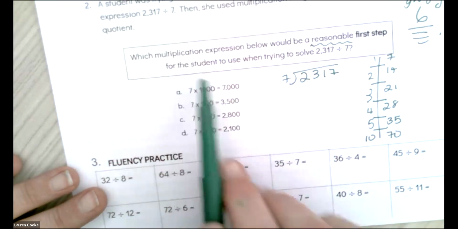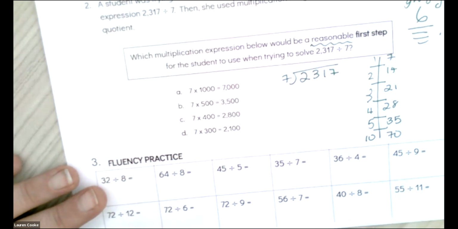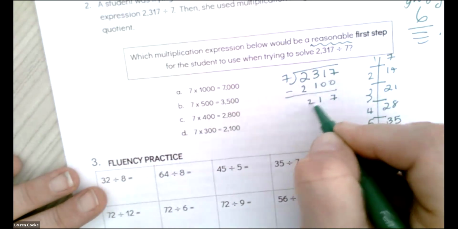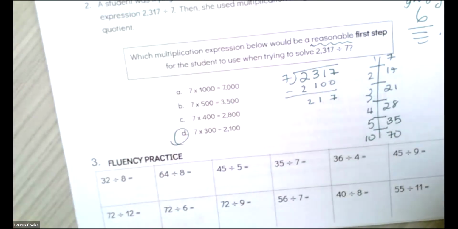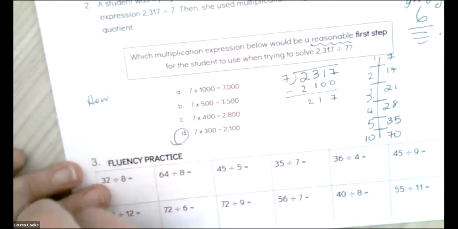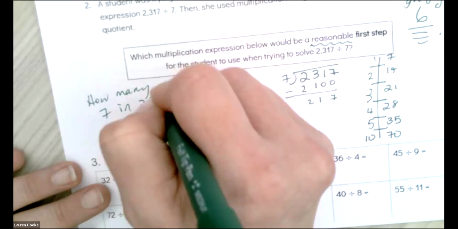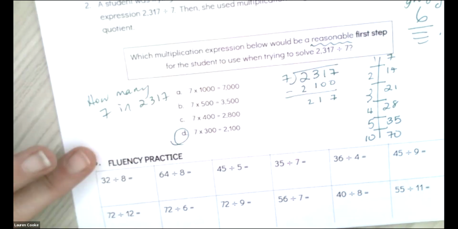So let's take a look. What do you think would be the best way to go about getting a nice chunk of 2,317 gone? I'm looking at if I can get rid of 2,100, I have a nice chunk gone, and I already have 300 as the number of 7's, because ultimately I need to know how many 7's in 2,317. All right. And then here's some fluency practice. Pretty sure you can do that on your own. So I'm going to leave that for you. Let's move to the next page.